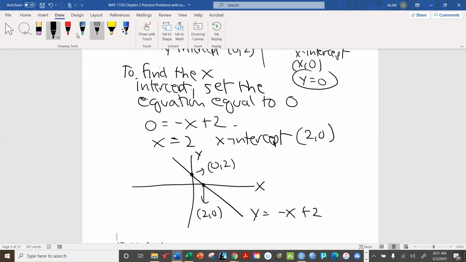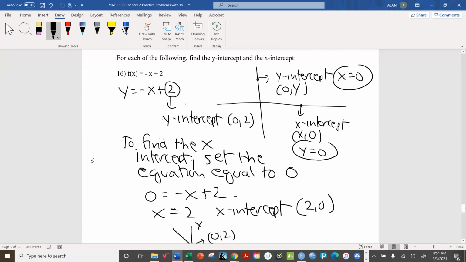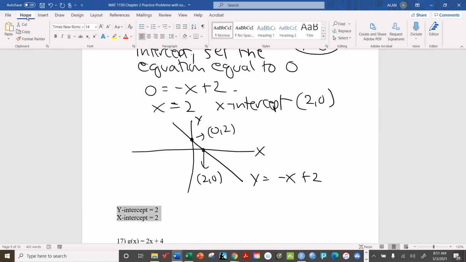Now, to find the points, you don't have to draw this picture. In fact, you don't even need the point. It's understood that the y-intercept is the point 0, comma, whatever you found here. So the actual answers that you need to answer the question are that the y-intercept is 2, and the x-intercept, by coincidence, is also 2. This is all you really need right here. The rest is optional. It's icing on the cake, I guess you could say.